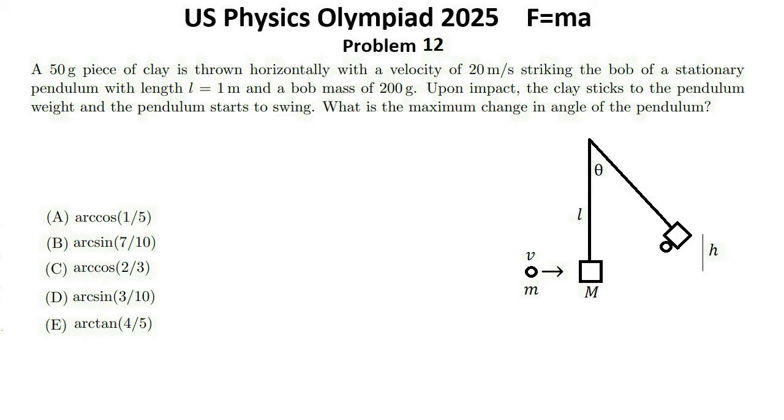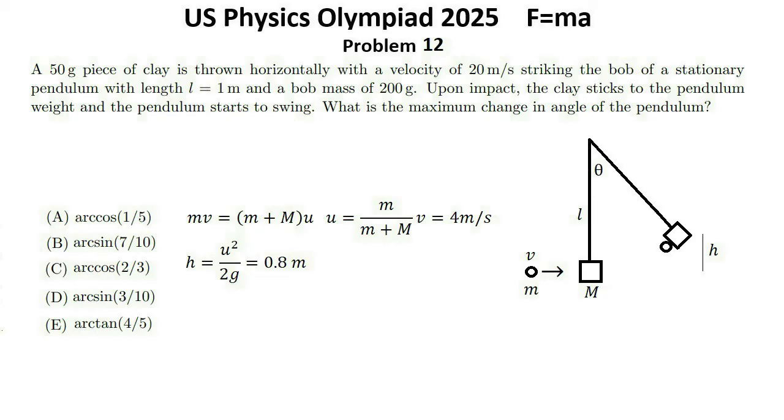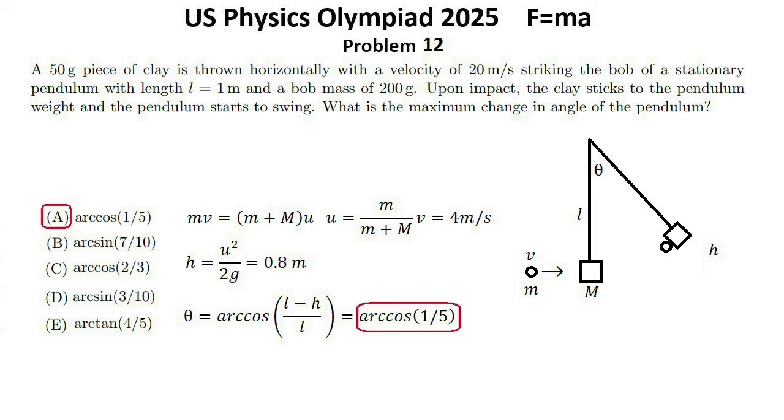Solution for problem number 12. Use the equation for inelastic collision, small m v equals small m plus big M times u, to get the velocity of the bob as 4 meters per second. Then use energy conservation, h equals u squared over 2g, to get the height of 0.8 m. From there it is just trigonometry to get the angle theta equals arc cosine of 1/5. This is answer A, and that was the solution for problem 12.